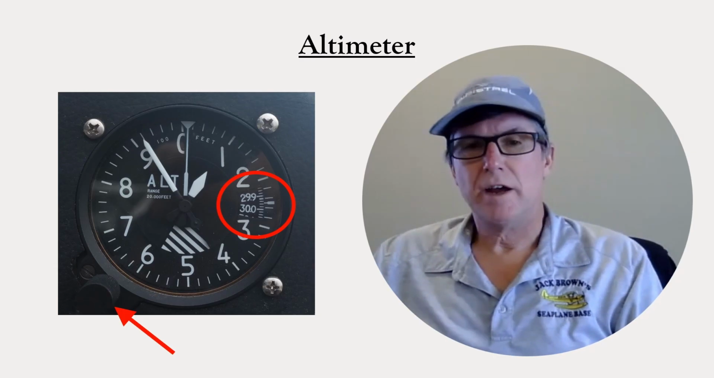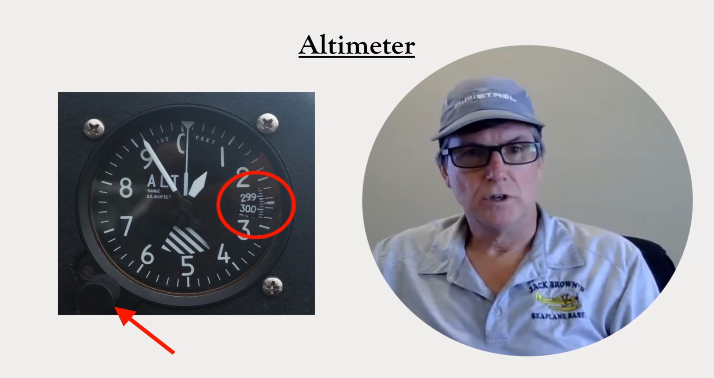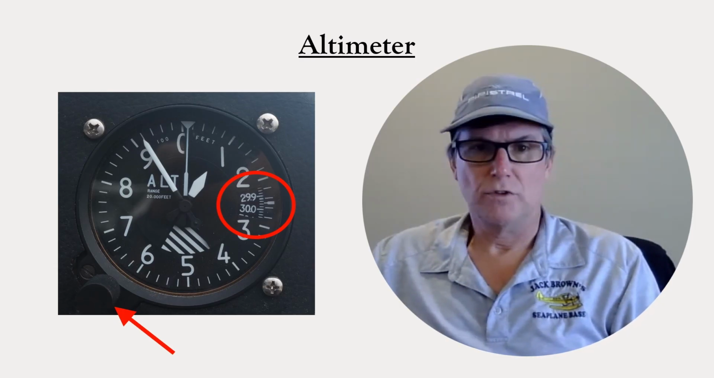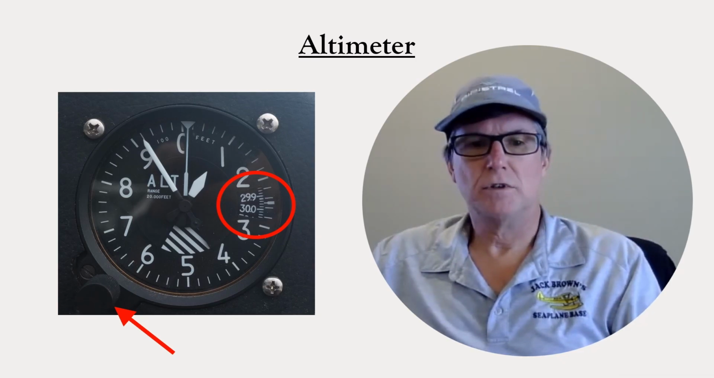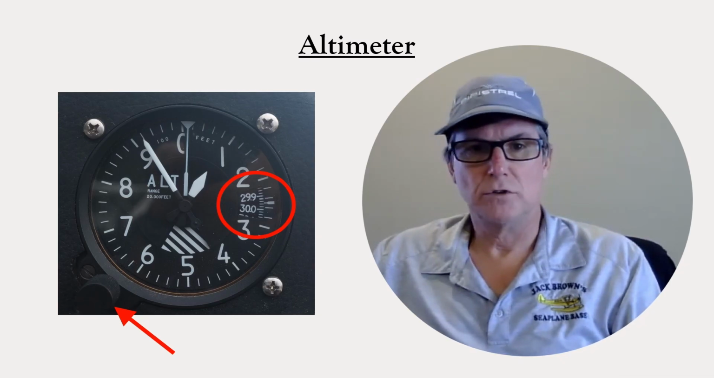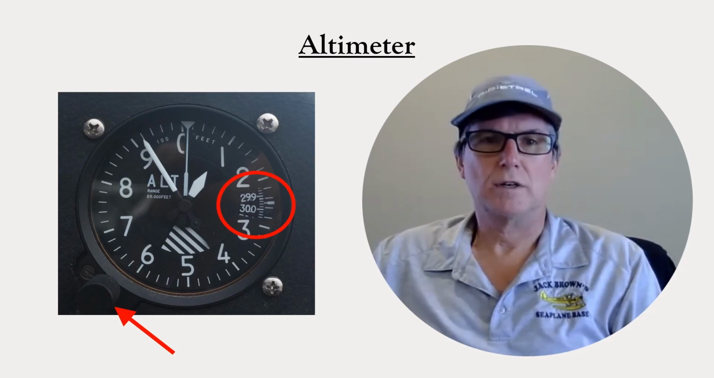If you don't have the local barometric pressure, but you're at an airport and you know the field elevation, then you can just turn the knob until the altimeter reads the correct field elevation. Let's discuss some of the different terminology that's used for different types of altitude. The indicated altitude is simply whatever your altimeter says.